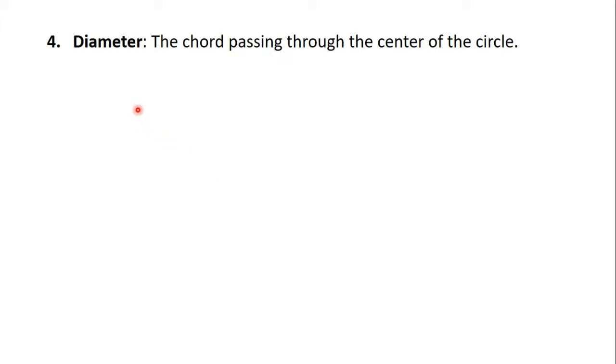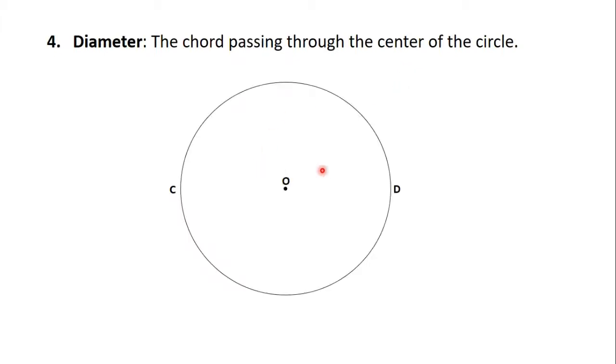The next part of the circle we are going to consider is the diameter. The diameter is the chord passing through the center of the circle. Okay, so let's say that we have this circle here and O is the center. We have point C on the circumference and point D on the circumference. If we draw a chord from point C to point D and that chord passes through the center, the name of that line is the diameter.